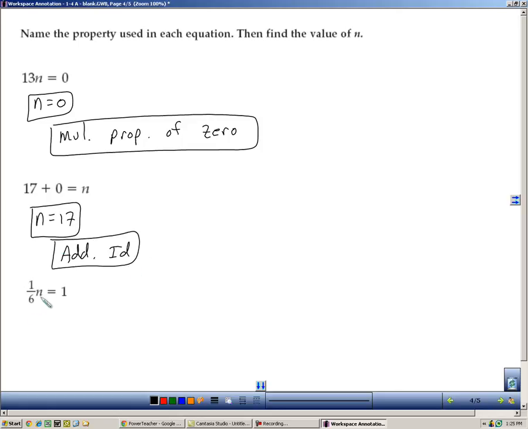And the last one, 1/6 times what will give you a 1? Well, the answer is 6 over 1. So n is going to be a 6, or 6 over 1. And that's using the reciprocal, also known as the multiplicative inverse property.